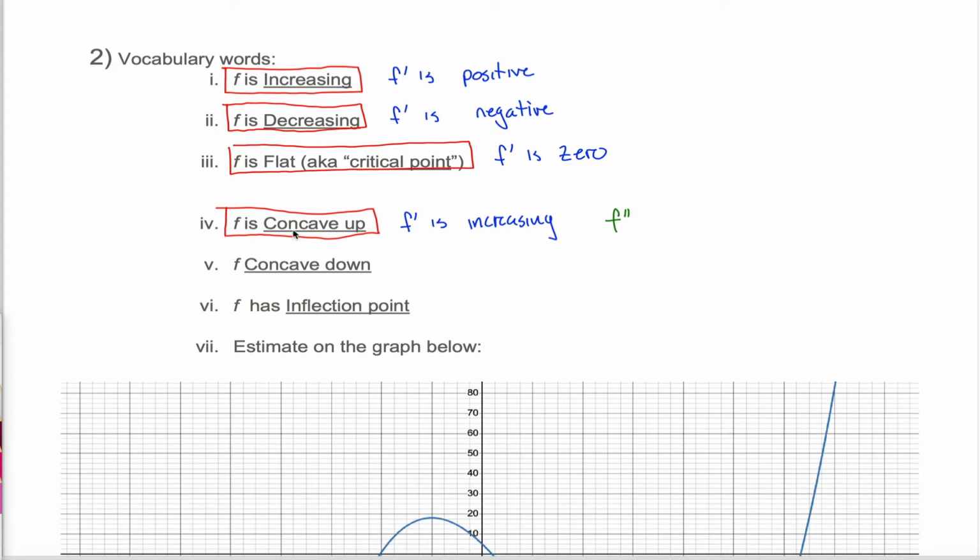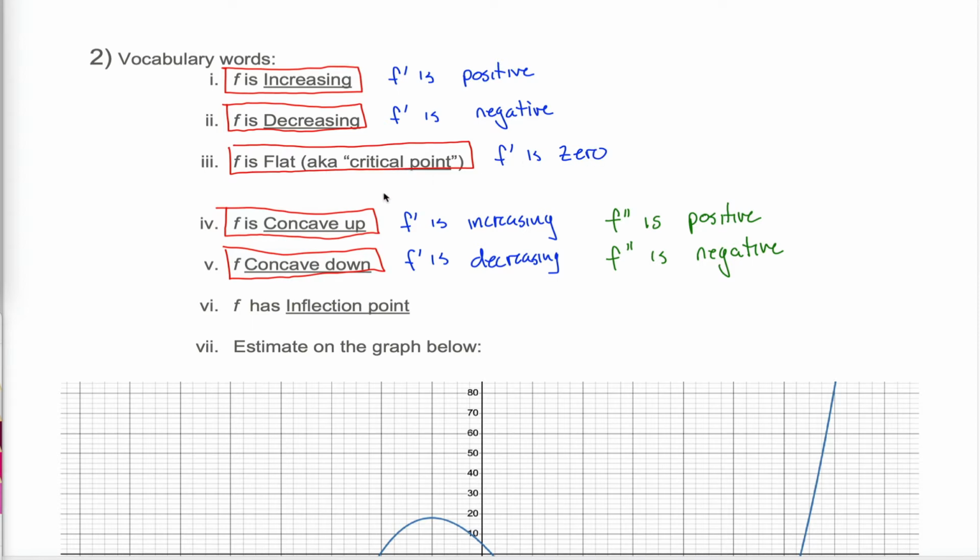A function is concave up if and only if its derivative is increasing, if and only if its second derivative is positive. Similarly, a function is concave down if and only if its derivative is decreasing, which happens if and only if its second derivative is negative. And just like we have a special word for when the function is flat, when the first derivative is 0, we call that a critical point. We have a special word for when the derivative is flat. The derivative is going to be flat whenever the second derivative equals 0. And at that point, we have what's called an inflection point.